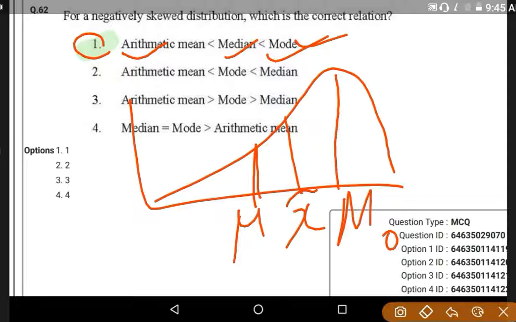With this video we have understood what a normal distribution is, what skewness is, what negative skewness is, what positive skewness is, and one important question from NTA UGC NET Environmental Science.